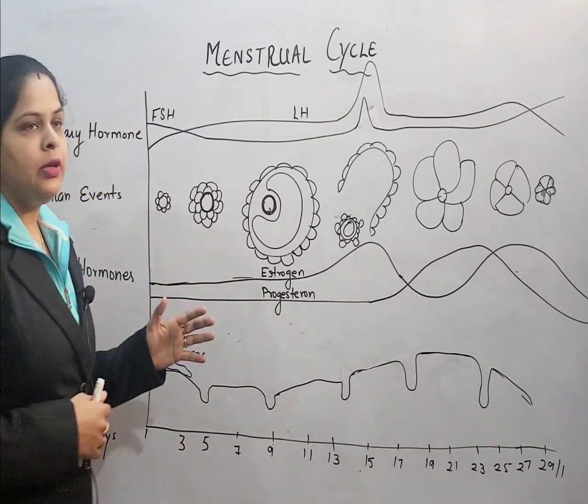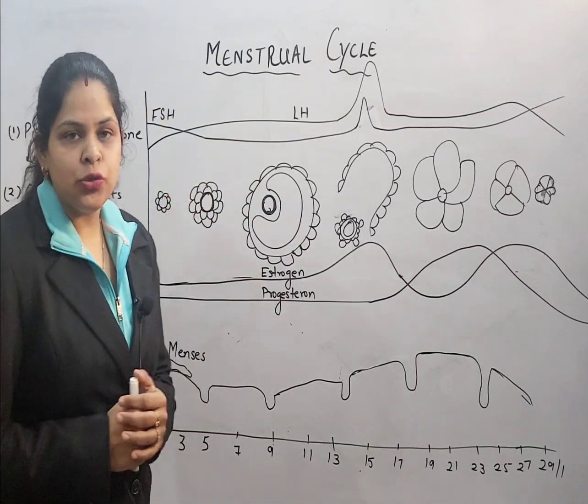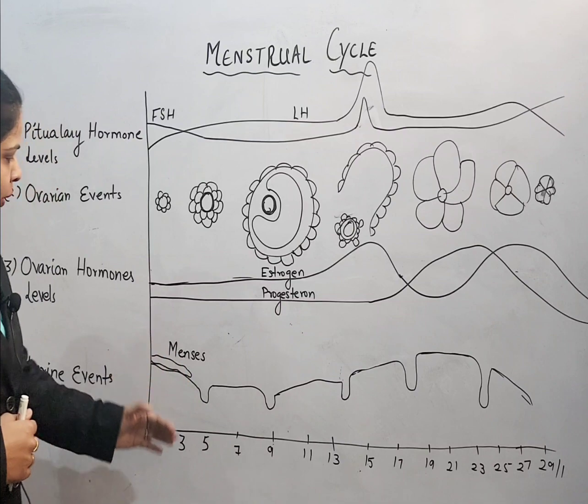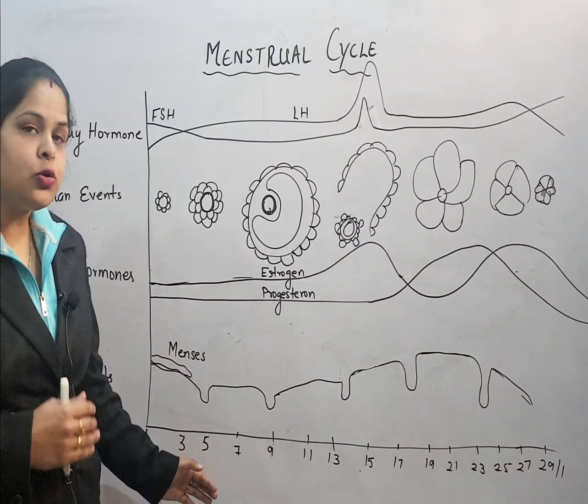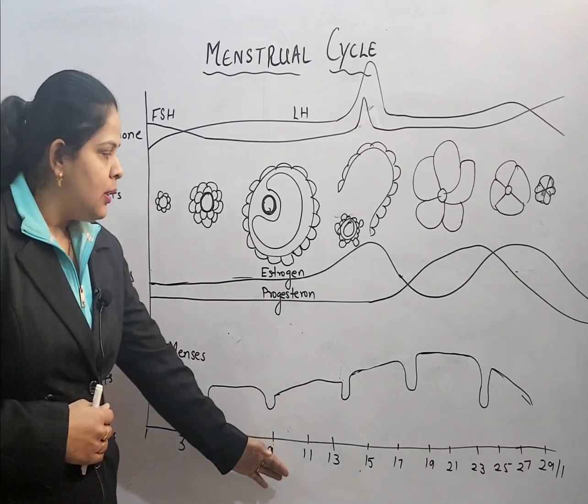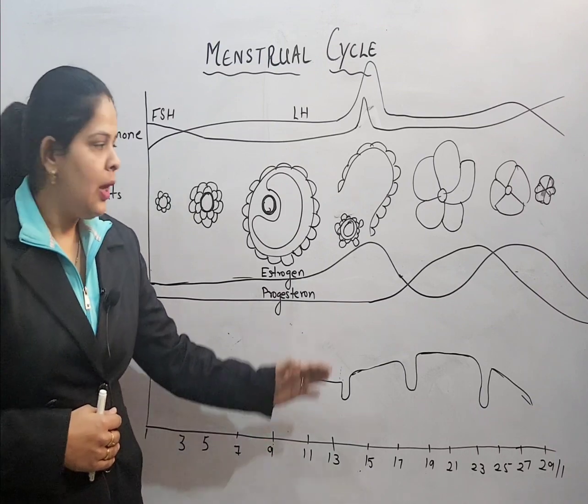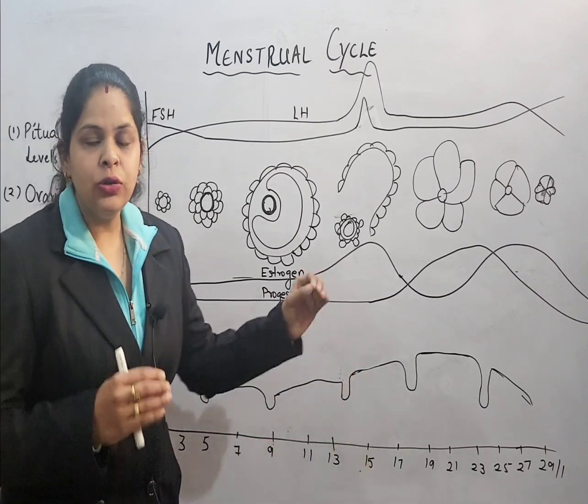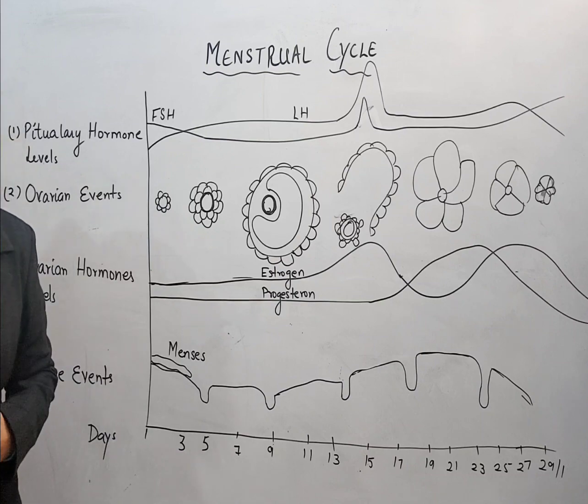First of all, we have the phases in the menstrual cycle. The first phase is the menses phase, also known as the menstrual phase. Next is the proliferative phase and next is the secretory phase. So these three phases are there in the menstrual cycle.